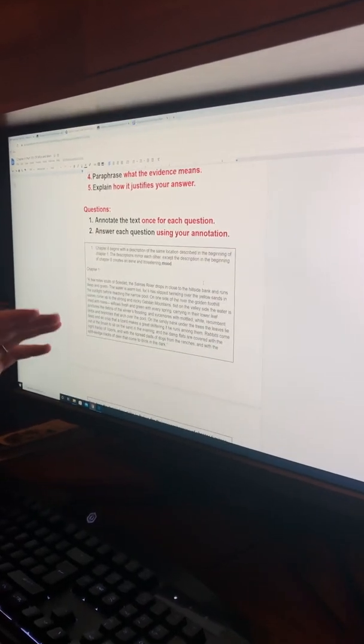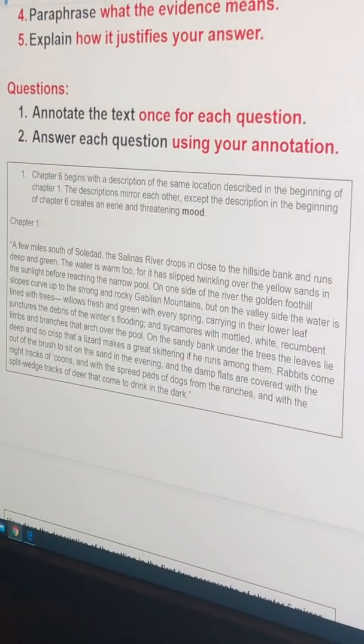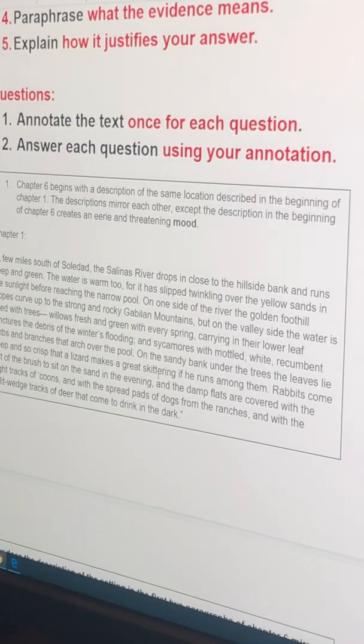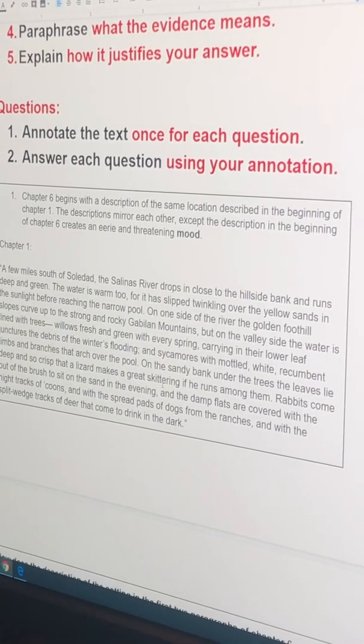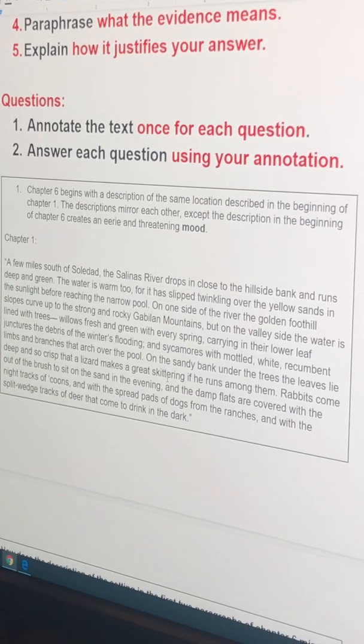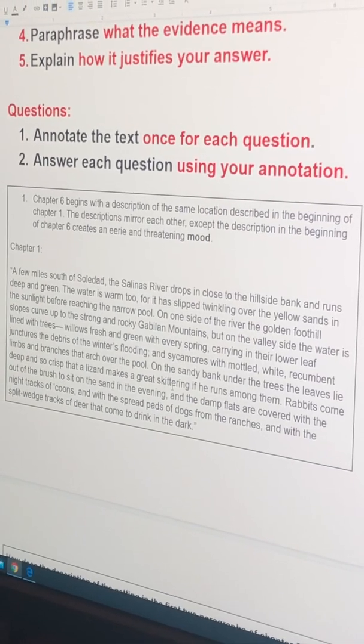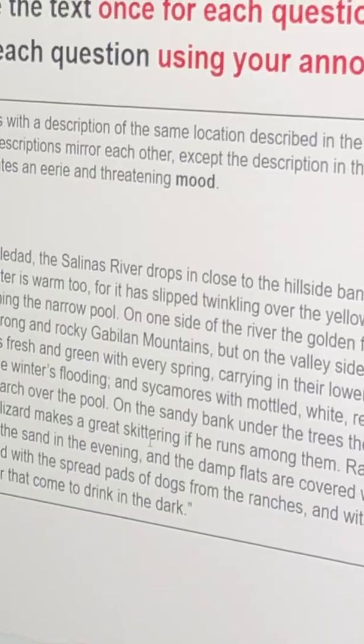So let's look at number 1. Chapter 6 begins with a description of the same location described in the beginning of Chapter 1. The descriptions mirror each other, except the description in the beginning of Chapter 6 creates an eerie and threatening mood. So if you remember, at the beginning of Chapter 1, the book opens with a description of a place, and then Lenny comes barging in and he drinks the water. The same thing happens at the beginning of Chapter 6, so it's almost like this mirror image where the novel ends in the same place and in the same way it begins.